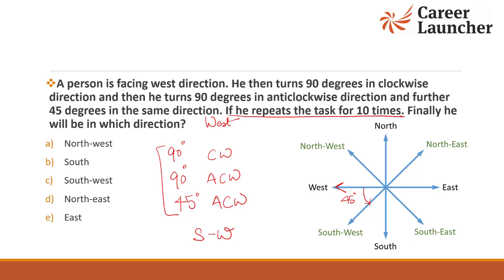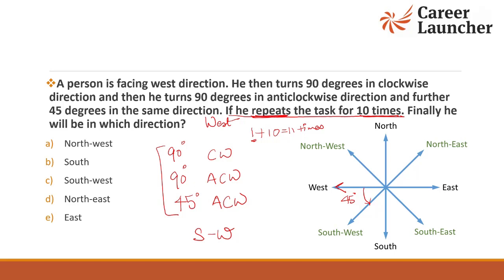In fact, this has been done here for the 11 times. Why? This one is for the beginning, and then he is repeating the same task for 10 more times. So effectively this task has been done 11 times. Okay, so we will see that what will be his final direction if he is doing this task for 11 times.